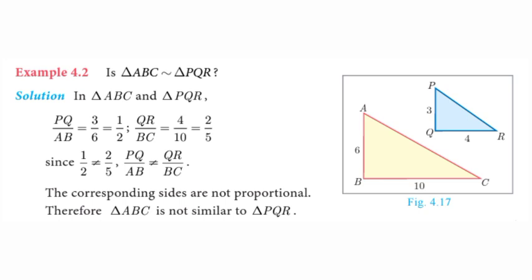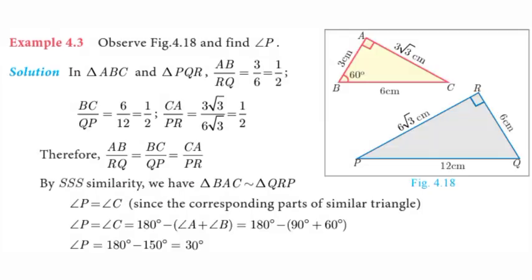Can you understand? If the corresponding sides are proportional, that is a similar triangle. Here the corresponding sides are not proportional. Therefore triangle ABC is not similar to triangle PQR. Okay. Next, example 4.3. Observe figure 4.18 and find angle P.